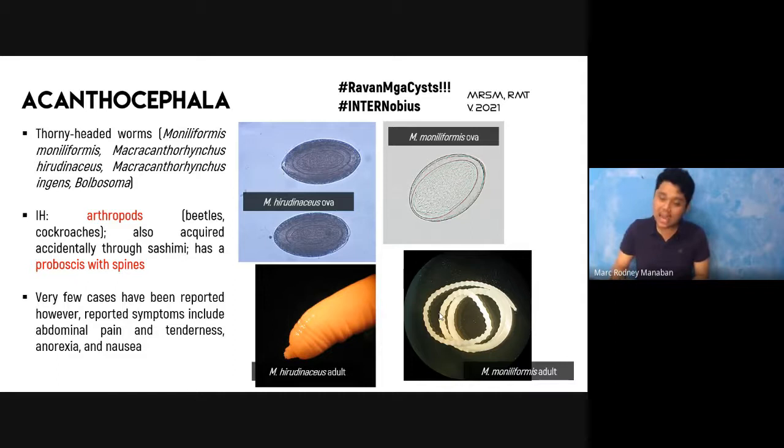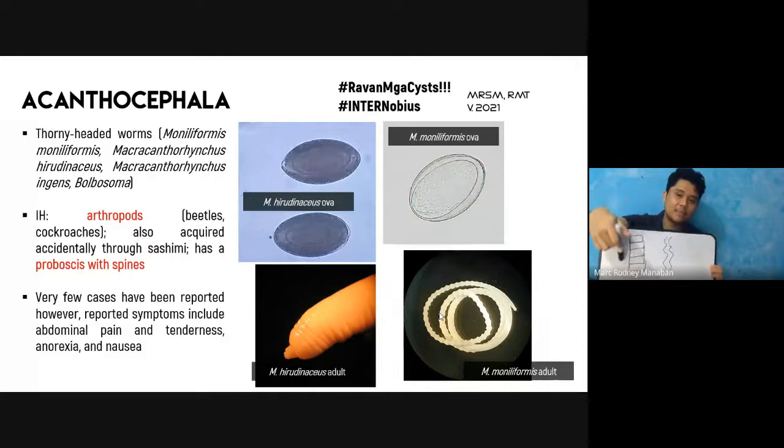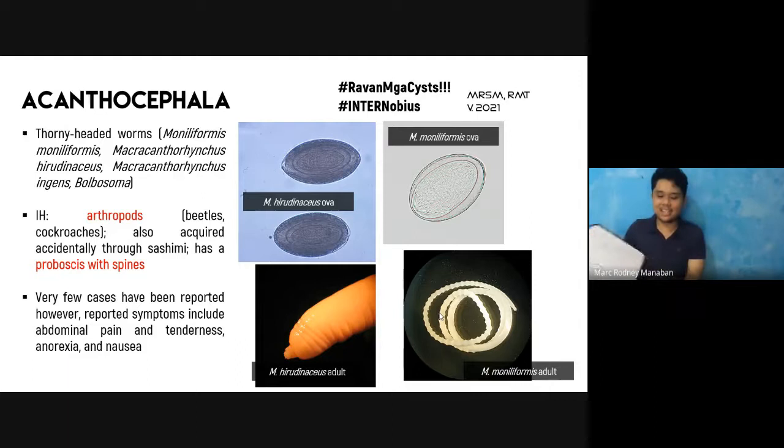Unlike the true tapeworms. Your tapeworm's segments are very distinct, they are separate segments. Now for M. moniliformis, it's pseudo-segmented. So this is the true tapeworm. As you can see, it has separate segments. Very clear, no? And this is pseudo-segmented. As you can see, it looks like it has segments, but they are not separate segments, unlike your tapeworm. Alright? So M. moniliformis is pseudo-segmented, based on the picture, but it is not a tapeworm. Okay? Alright. So that's for the acanthocephala.